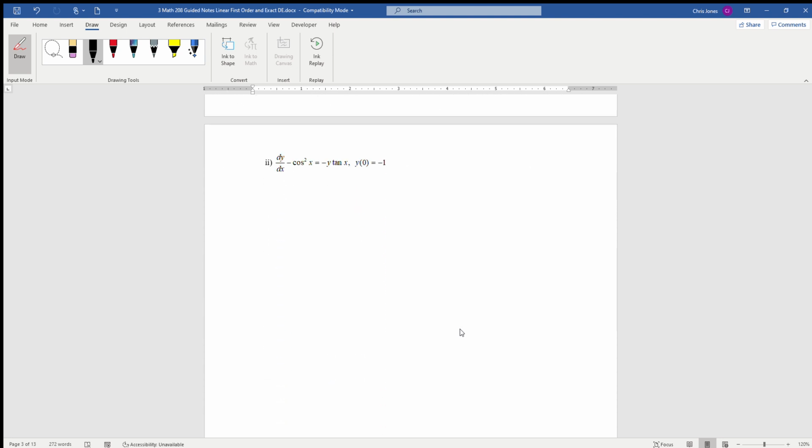Another example, and this one looks like it's going to be pretty rough, but fortunately for us, it's not going to be all that bad. So we have dy/dx minus cos squared x equals negative y tan x. We're going to rewrite it such that dy/dx plus y tan of x is going to be equal to cos squared of x. All right, so it looks like it's going to be pretty ugly, but it probably won't be, hopefully, maybe.